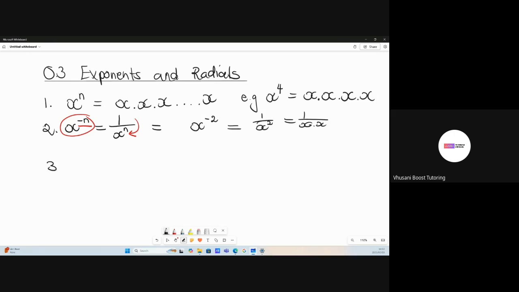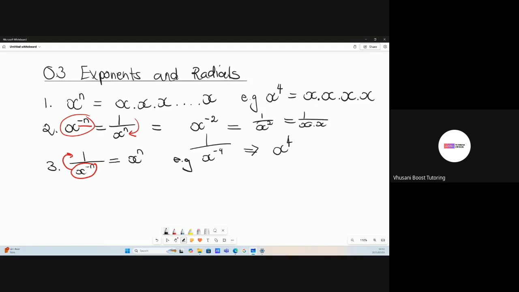The third law is that if you have 1 over x to the power of negative n, this is equal to, remember, we just need to change the position. If we take it to the top, the exponent changes to a positive. So we'll now have x to the power of n. For example, 1 over x to the power of negative 4 will change into x to the power of 4.